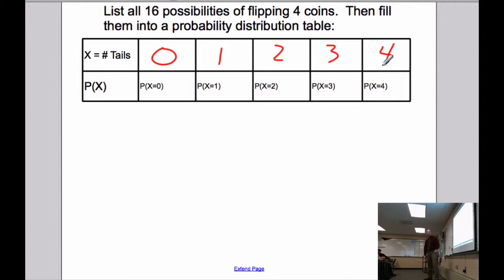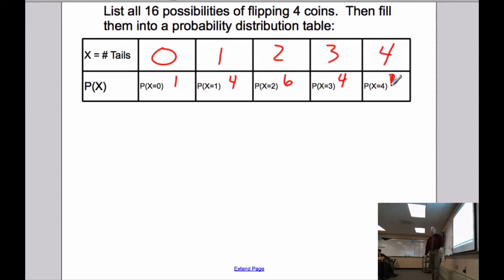How many ways can you get 0 tails? 1. How many ways can you get 1 tails? Should be 4. So if you got stuck, you can look. How many ways can you get 2? 6, 3, 4, and 4. Oops, 1. Muy bien. Is 1.